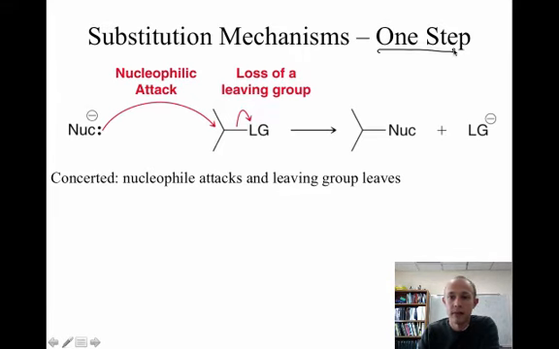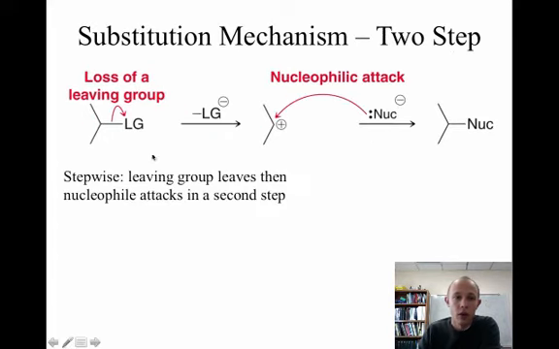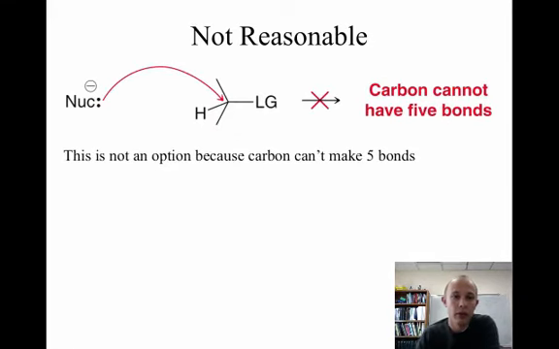That's one step. This can be contrasted with a stepwise mechanism where the leaving group can leave first. That's an acceptable mechanism. That's one step that gives us an intermediate carbocation, which can then undergo a nucleophilic attack. So this would be a two-step mechanism, otherwise known as a stepwise mechanism. So what if we switched the order of the steps? The problem with that is you can't have a nucleophile attack to give an intermediate, which then the leaving group leaves from, because carbon cannot make 5 bonds. This is not a reasonable proposal.